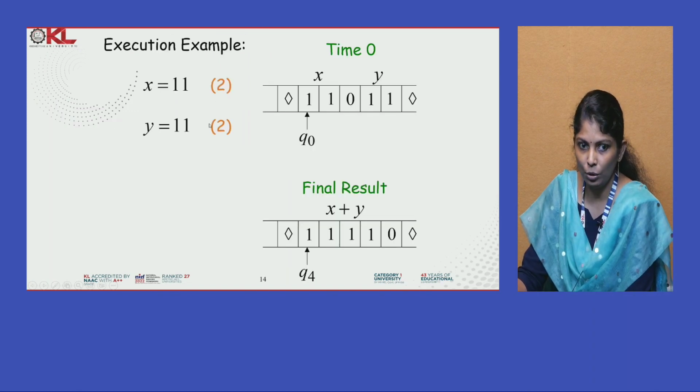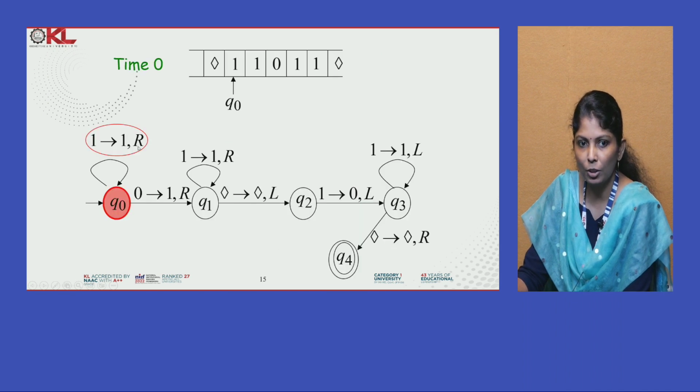So let us take this example. Let x = 2 and y = 2. Then the unary representation is 11 and 11. So the memory will be like this, 1 1 0 1 1, and the final answer should be like this, four 1s at the beginning and a 0 at the end. Initially we are at q0 and we are going to process the input 1.